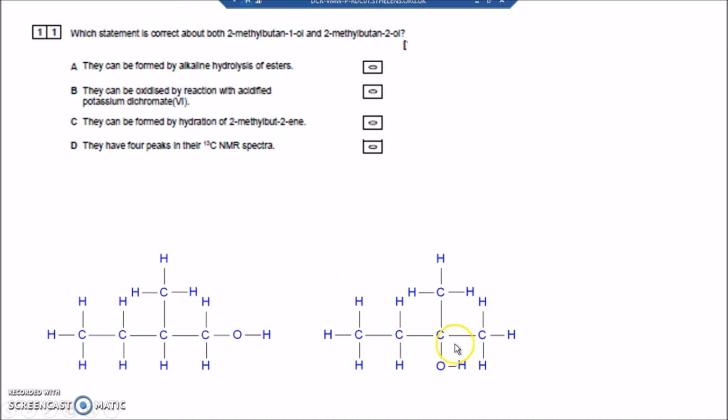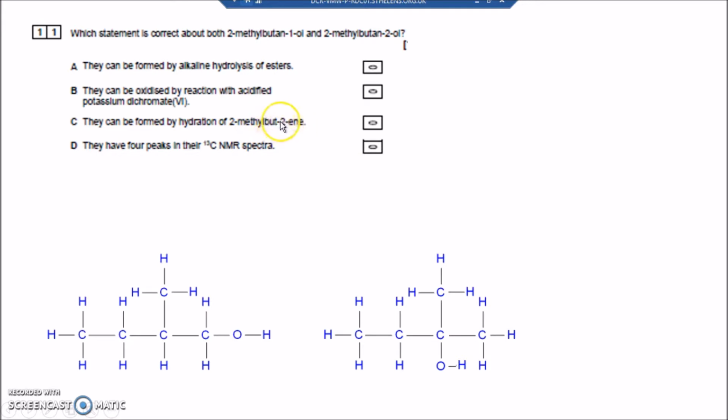Well, it can't do that, so you can't oxidize a tertiary alcohol, because if that carbon formed a ketone, that carbon would have 5 bonds. Both can be formed by the hydration of methylbutene. Let's think about methylbutene.